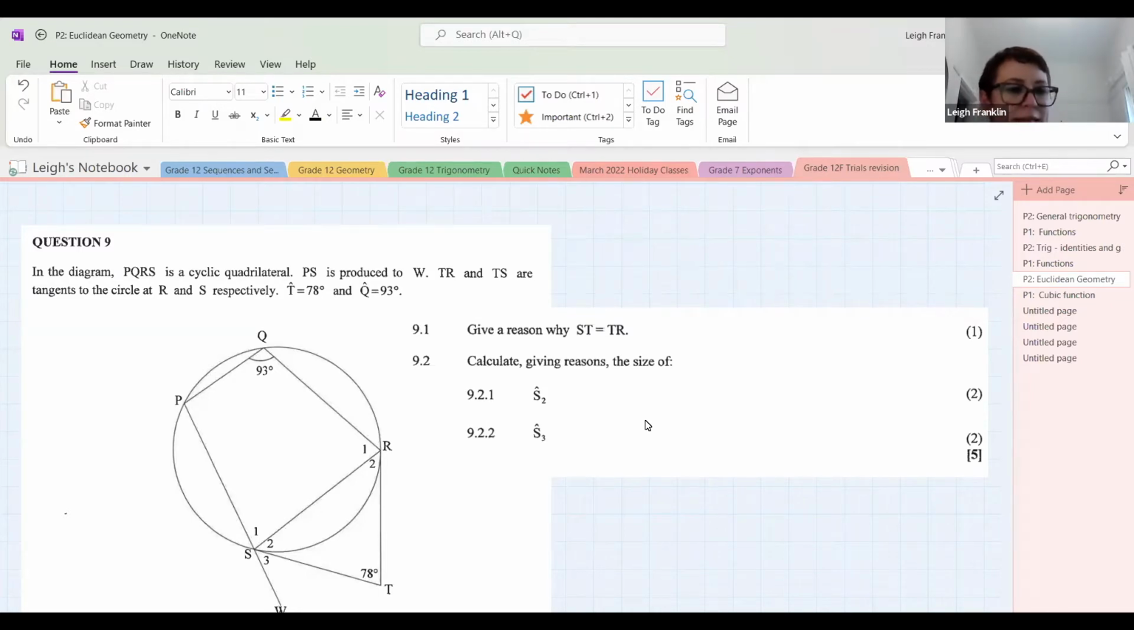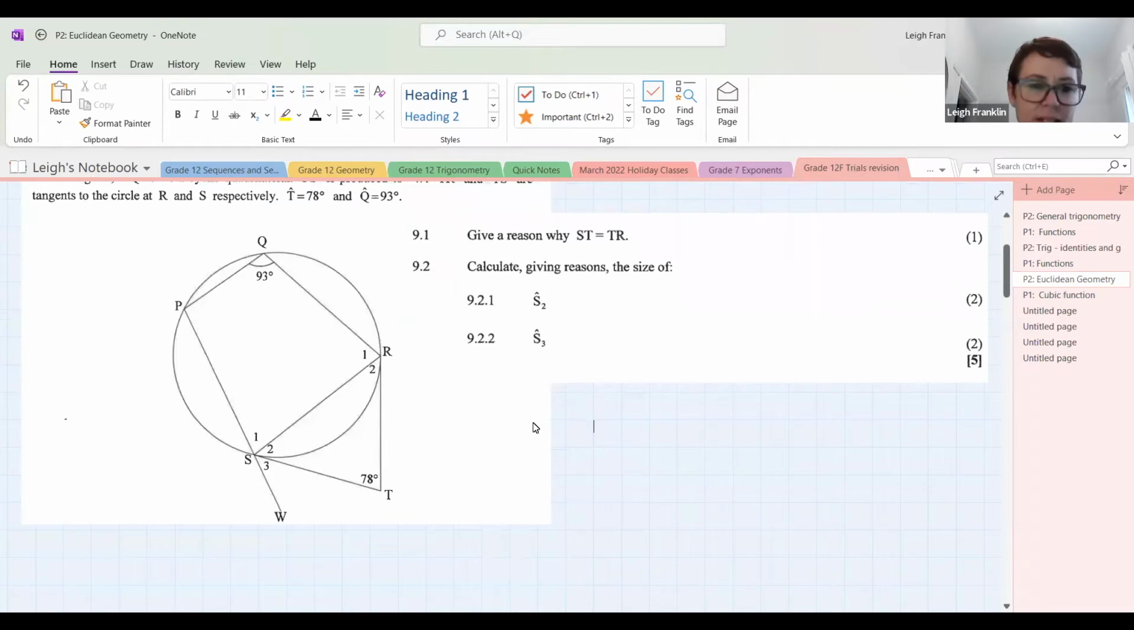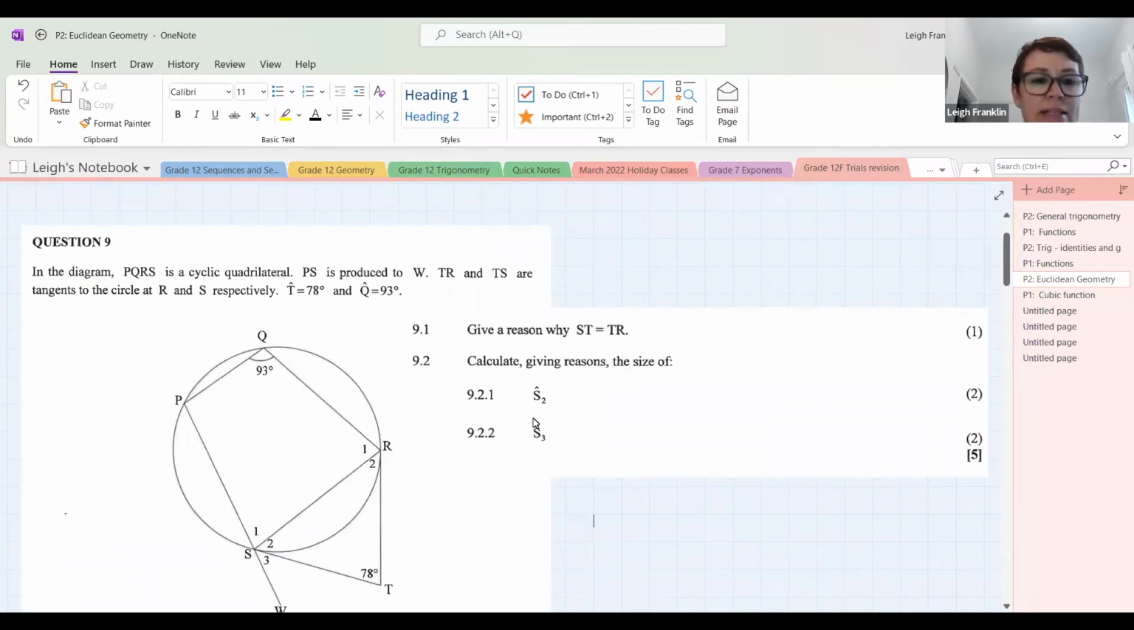The first one here says, and I hope this is big enough for everybody. If you can't see it, I can try and make it bigger, but hopefully it's all right. So in the diagram, it tells us that PQRS is a cyclic quadrilateral. PS is produced to W. So in other words, all that means is that the line PS has been extended to point W. TR and TS are tangents to the circle at S and R respectively. Okay, so that would be an important thing to take note of. And T equals 78 and Q is equal to 93.